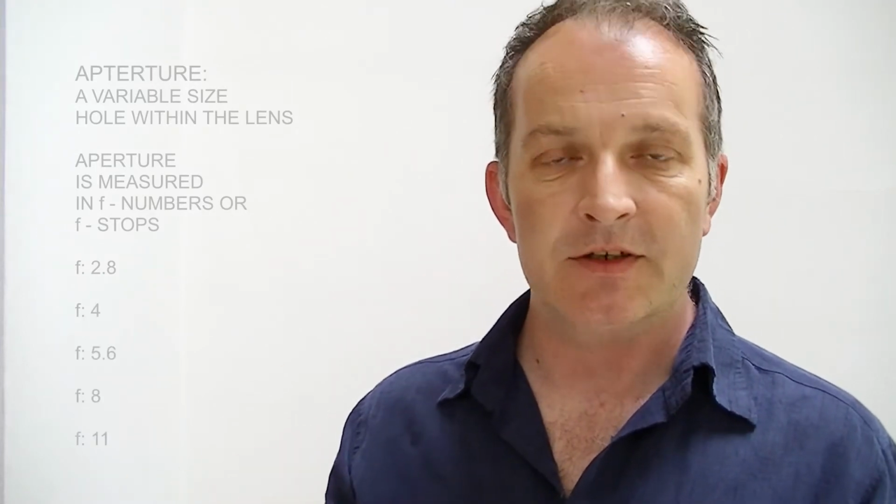Now aperture is normally measured in what's called f numbers or f-stops. Typical values of these are 2.8, 4, 5.6, 8, 11 and so on. These numbers refer to the focal length or distance of the aperture, not the size of the hole. So the numbers are the opposite way round. An aperture of f16 is a very small hole. An aperture of f2.8 is a much larger aperture hole.